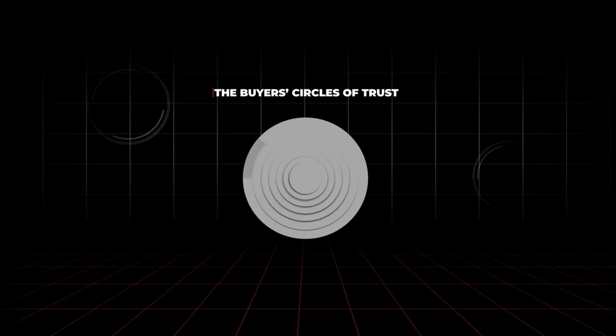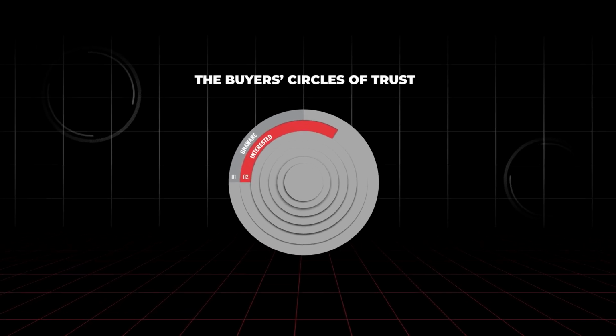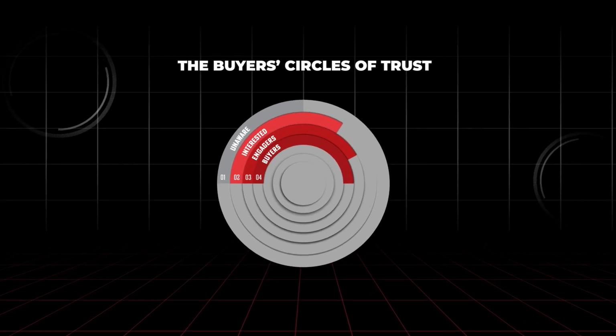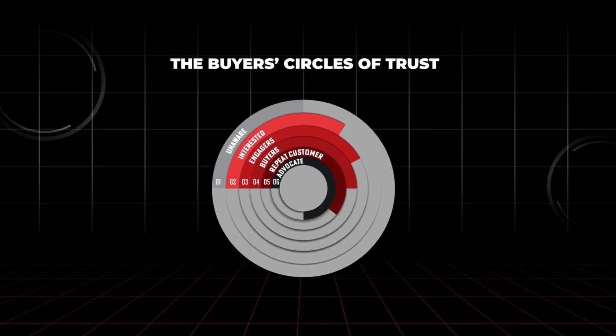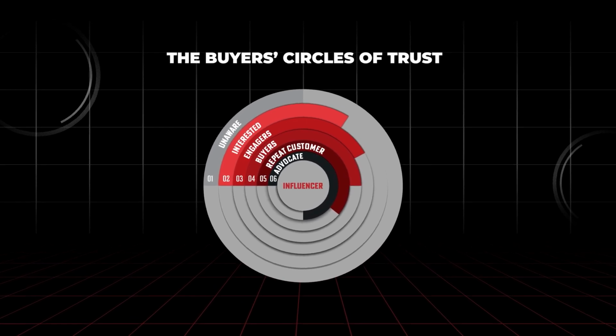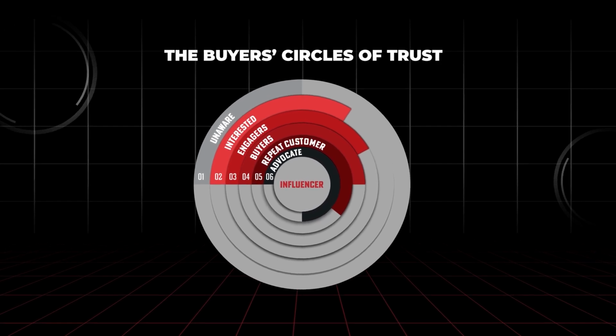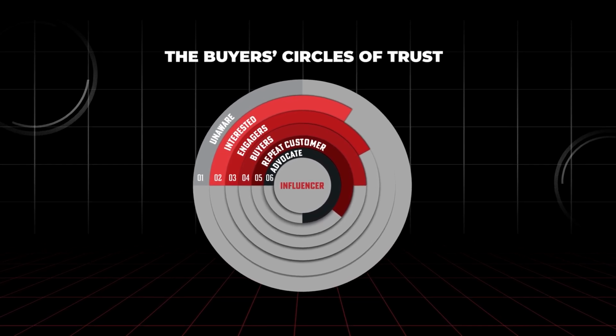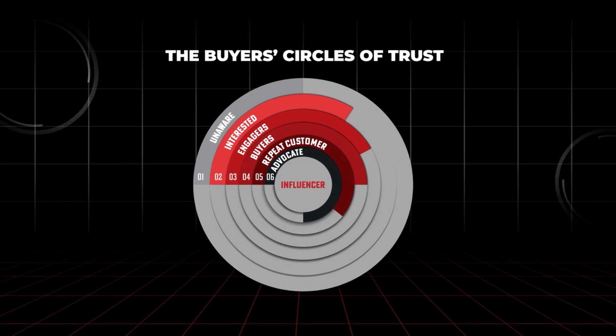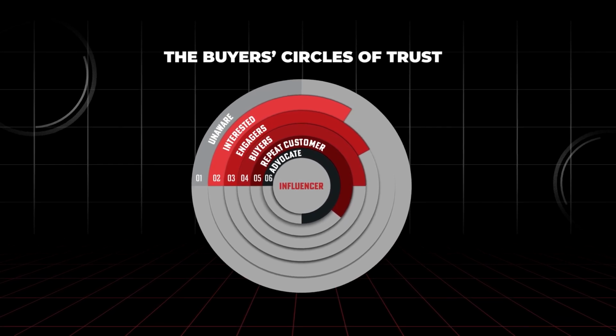And I'll take you back to the buyer's circle of trust, so I'm gonna take you back to the graphic here. And I'm gonna challenge you to use this model when you write your email copy. So first, be clear on which circle of trust you're targeting with your message. Once you know which circle of trust you're writing to, then you're gonna know what's the appropriate call to action.